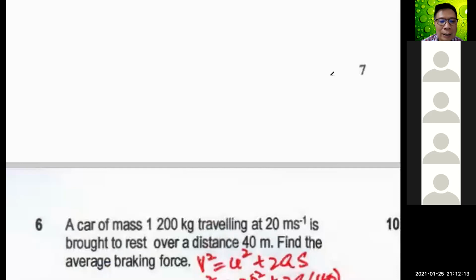A car of mass 1,200 traveling at 20 meters per second is brought to rest over a distance of 40. Find the average braking force. How to solve it? Can anyone get the answer for this one? Okay, work it out first. Okay, try.